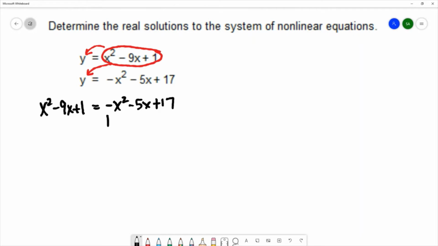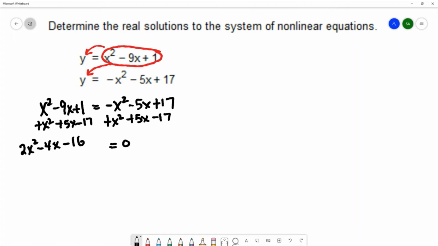I'm going to add x squared to both sides. I'm going to add 5x to both sides and subtract 17 on both sides, so I move all the terms to the same side. That's how we typically handle quadratic equations. X squared plus x squared is 2x squared. Negative 9x plus 5x is minus 4x. And 1 minus 17 is negative 16.